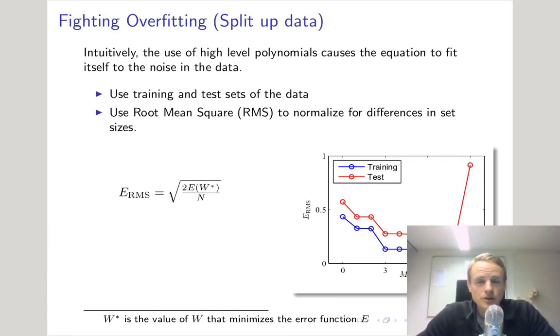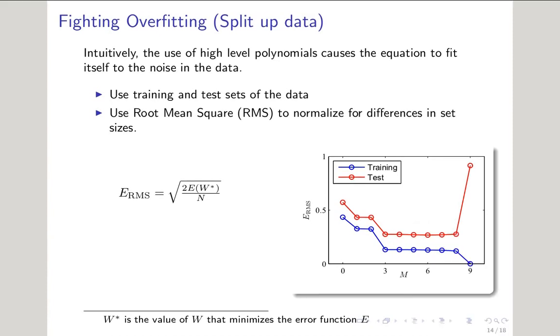As we noticed in the polynomial example, when we went up to the 9th order, we were severely overfitting our function onto the training points. So what can we do to combat that? Well, one very common option is to split our data into training and test sets. We fit our function to the training set, but we evaluate it using the test set.